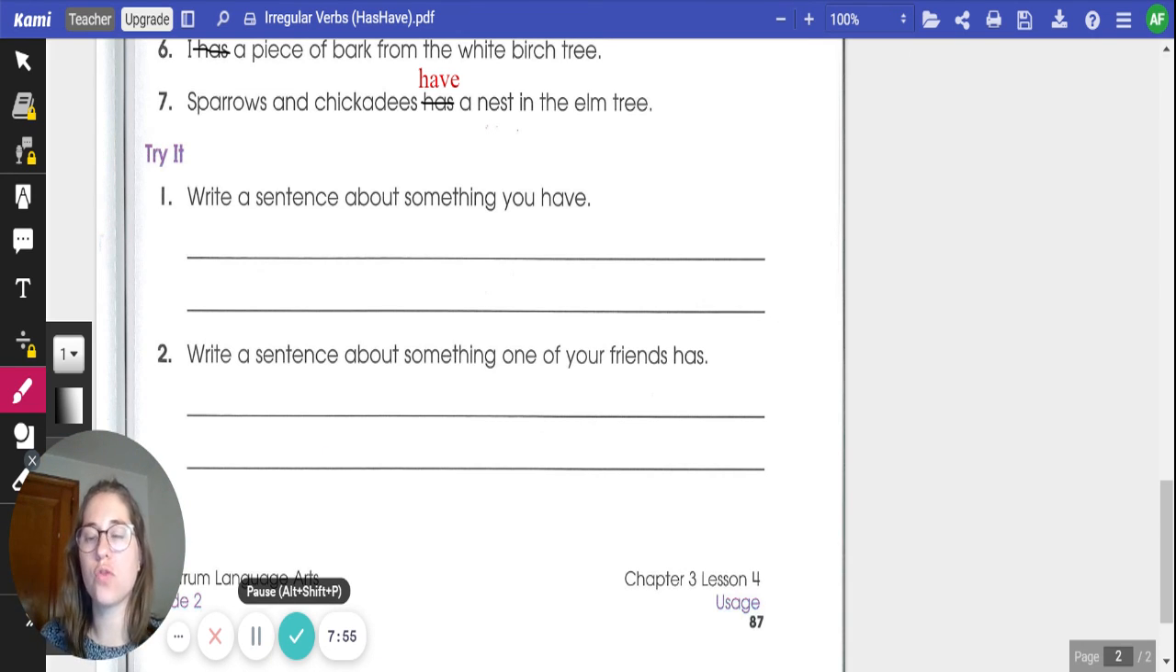All right, 2 more sentences before you go. The first one, write a sentence about something that you have. Remember which form of have to use when you have the subject you. And the second one, write a sentence about something one of your friends has.